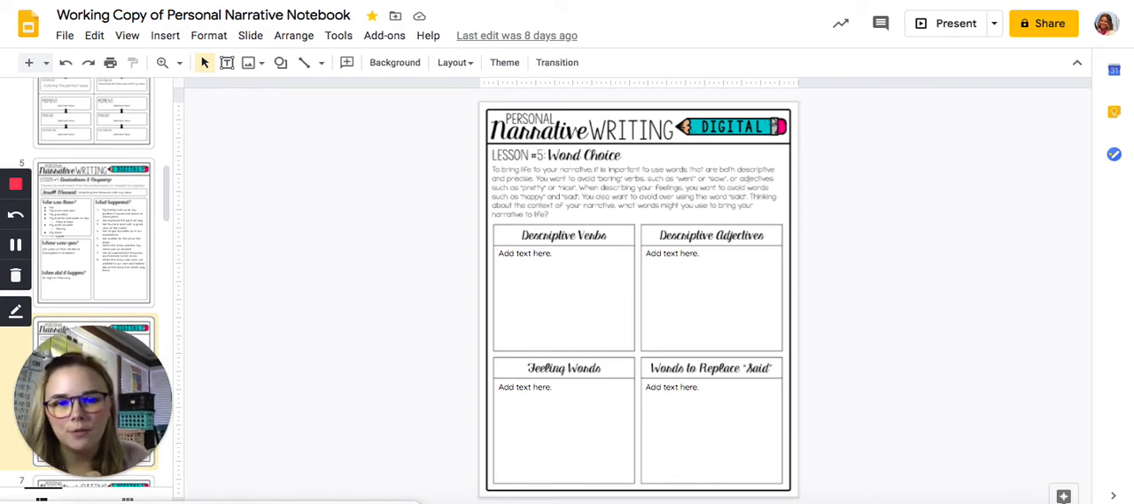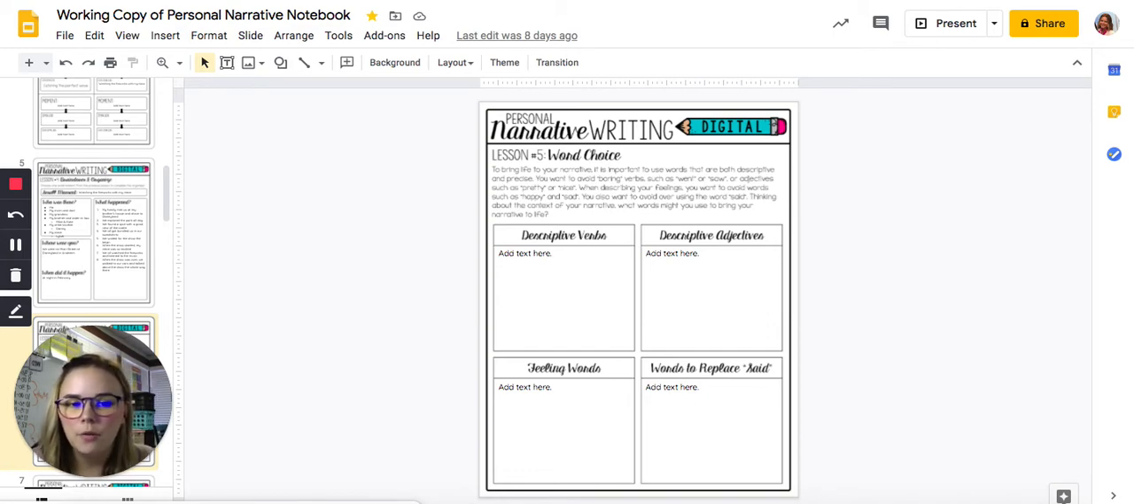Lesson 5 we're talking about word choice. It says to bring life to your narrative, it's important to use words that are both descriptive and precise. That means kind of like exact words. You want to avoid boring verbs like went, saw, and adjectives like pretty or nice. When you're describing your feelings, try to stay away from happy or sad. That doesn't really tell us very much.